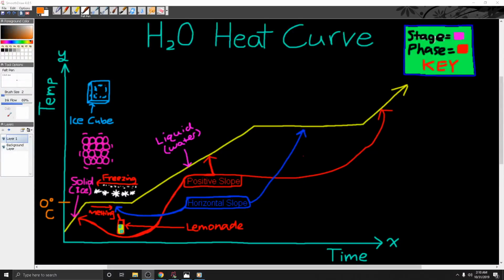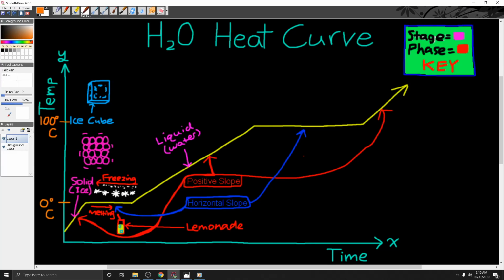The energy from the lemonade goes into the ice cube, melting the ice cube, and reducing the lemonade's heat. After the melting phase is the liquid stage. This is the period where the H2O is above 0 degrees Celsius, but below 100 degrees Celsius. H2O is typically in liquid form at room temperature, which is around 23 degrees Celsius, because the melting and condensation point is between 0 and 100 degrees Celsius.